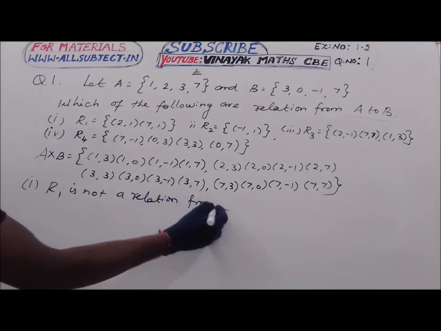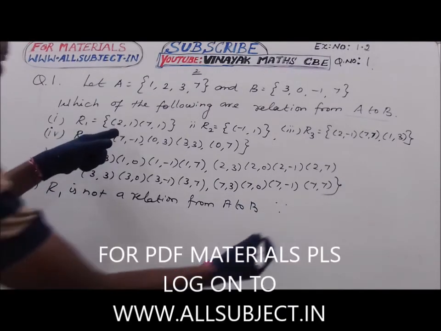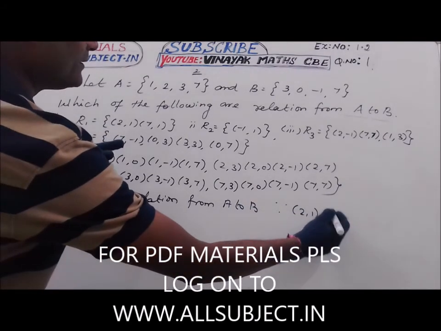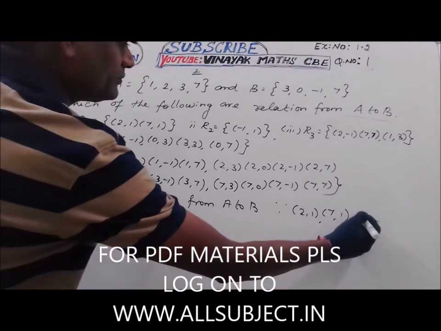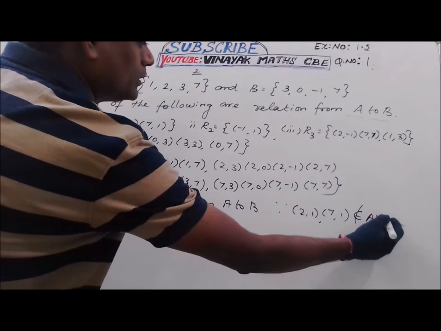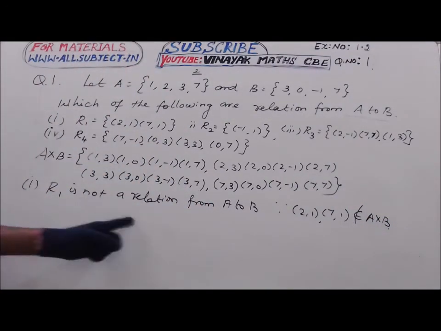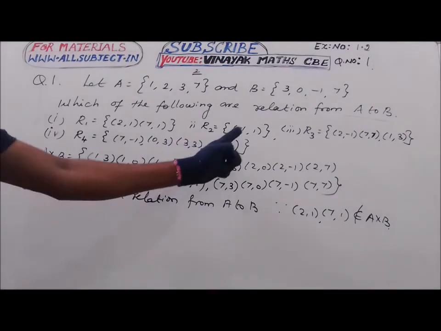R1 is not a relation from A to B, since the pairs (2, 1) and (7, 1) do not belong to A cross B. Both are not members of A cross B. Therefore R1 is not a relation. So, R2 from A to B.